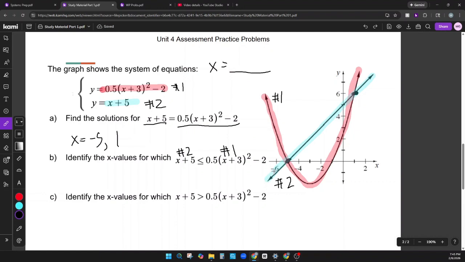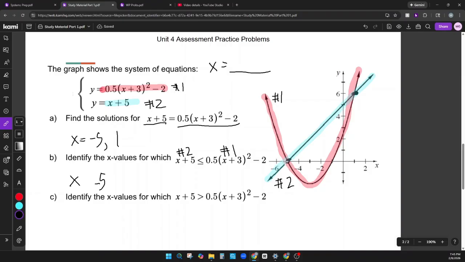And it continues being lesser until I hit this point of intersection. That's why A is so important. It tells us what x values we're actually considering. So I know that my x values are going to interact with my negative 5. But the question is, when am I lower than my line number 1? Where's my line number 2 lower than my line number 1? And it's at negative 5 and to the left.